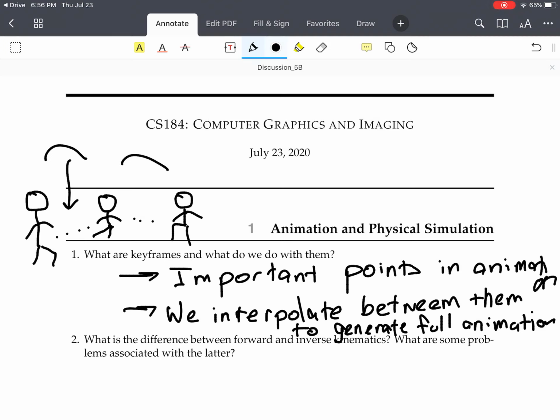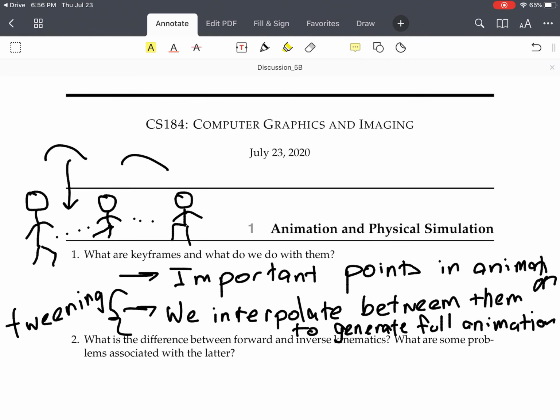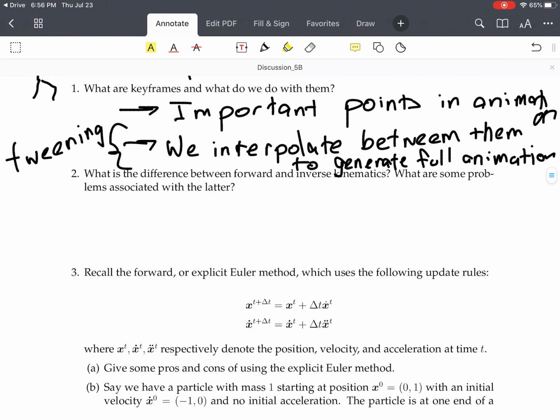Okay, and this process of interpolating is called tweening. Just terminology, not super important, but good to know. It's called tweening. That's the specific name for this interpolation between keyframes. Okay, so that's what keyframes are. Let's go ahead and keep going.